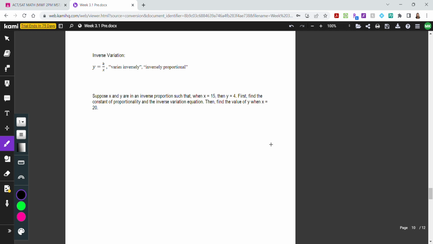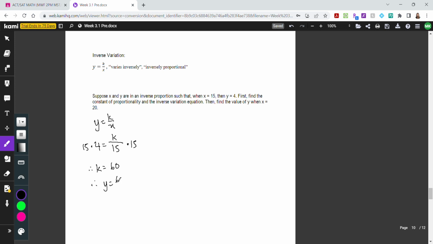Suppose x and y are in an inverse proportion such that when x equals 15, then y equals 4. First, find the constant of proportionality and the inverse variation equation, then find the value of y when x equals 20. So we know y equals k over x. y is 4 when x is 15, so we can just substitute that all in. Multiply both sides by 15, and that's going to give us k equals 60.